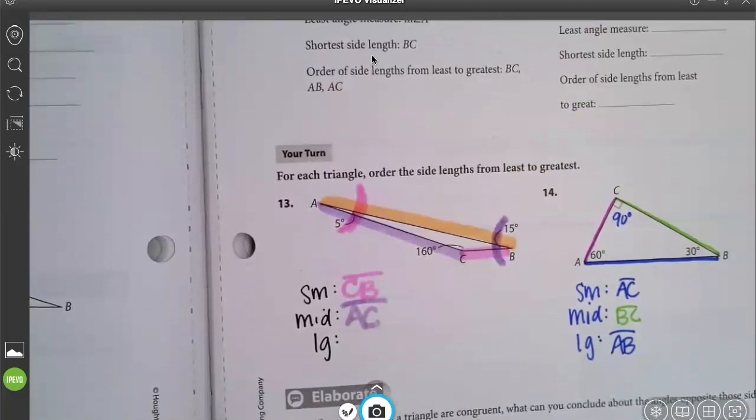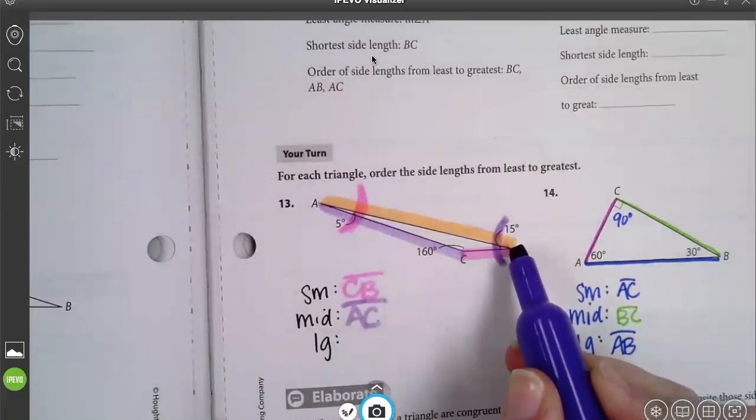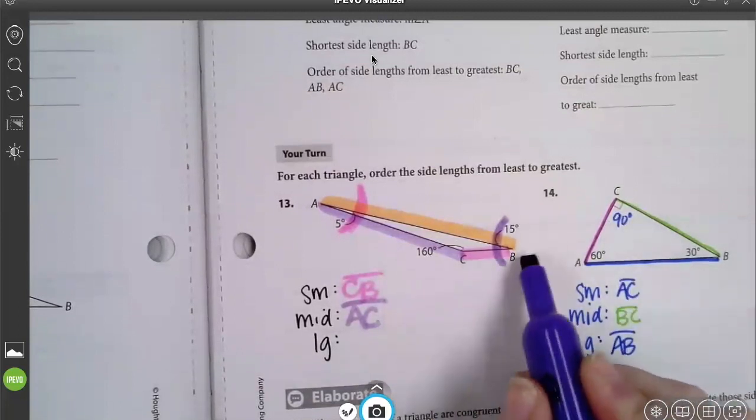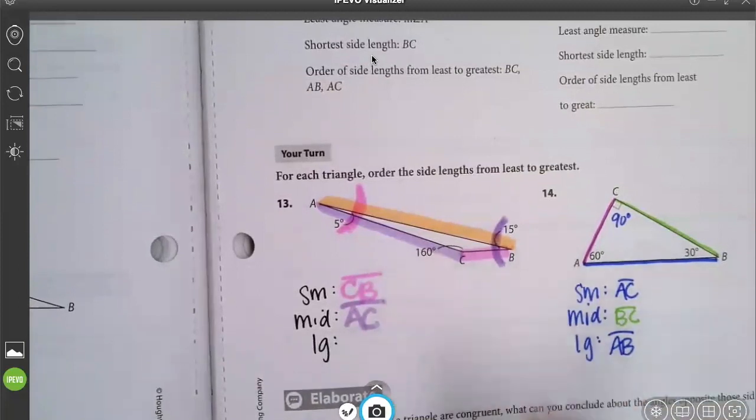If you're struggling to see how AC is across from B, if it's the farthest side away, just remember to look and see what lines are connected at angle B. The pink line and the orange line are connected at B, so they cannot be the opposite side. The only one remaining that doesn't connect here will be the opposite, and so that's going to be AC.